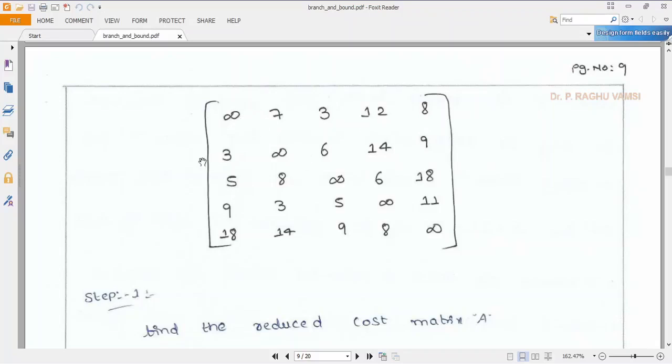Like that, in the second row, 3 is the minimum value, and you take this 3 and reduce it from this row. In the case of the third row, 5 is the minimum value. This 5 will be deducted from all other elements in the row. Like that, we need to perform the row and column deduction with the minimum value in the corresponding rows and columns.